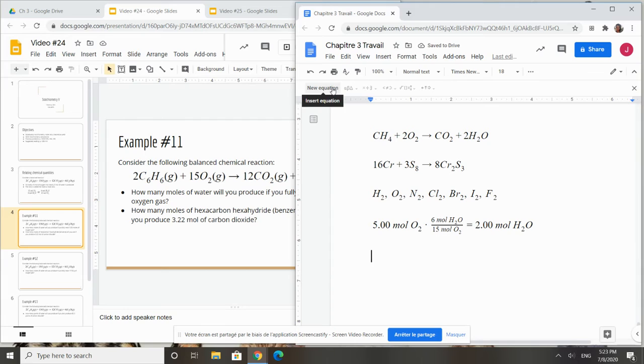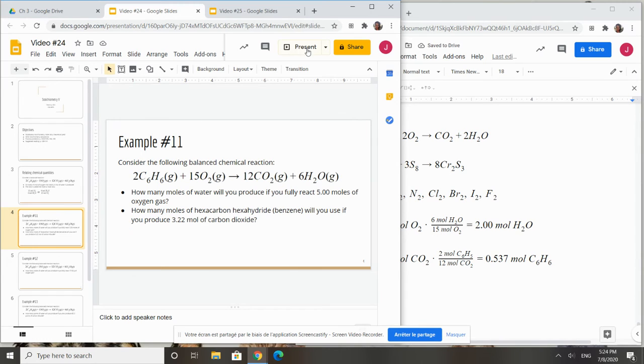Now for the second one, it's asking for how many moles of C6H6 or benzene for every 3.22 moles of CO2. So I go to my balanced chemical equation. I see that there is a 2 in front of C6H6. And then I have a 12 in front of CO2. Make sure you put mole in the fraction. It will make your life easier down the road. And then I round it to 3 sig figs because 3.22 has 3 sig figs. So we are treating those coefficients as constants.